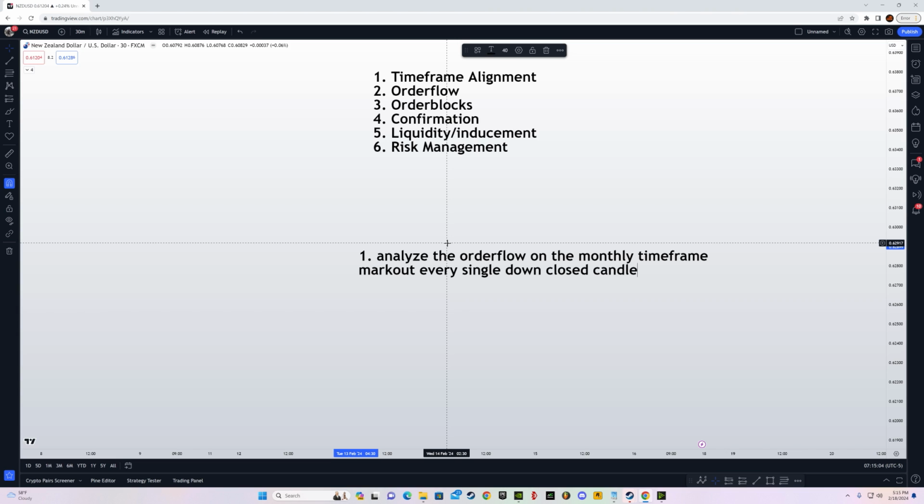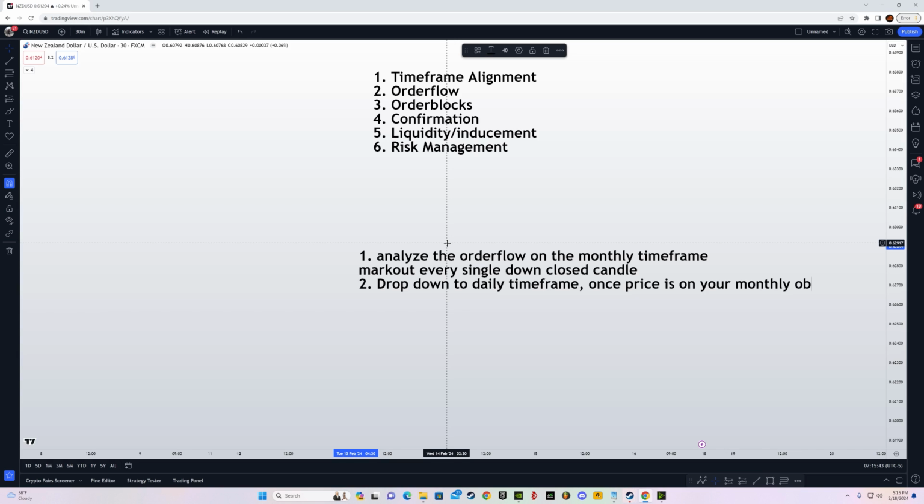Now that is going to be your order block, and every single order block on the monthly is going to be an opportunity for you to take an entry from. Now, once you have marked out your order block and the price has come into one of your order blocks, you drop down to daily time frame. Drop down to daily time frame once price is in your monthly order block. So when price comes into your monthly order block, right, you have to drop down to daily time frame.